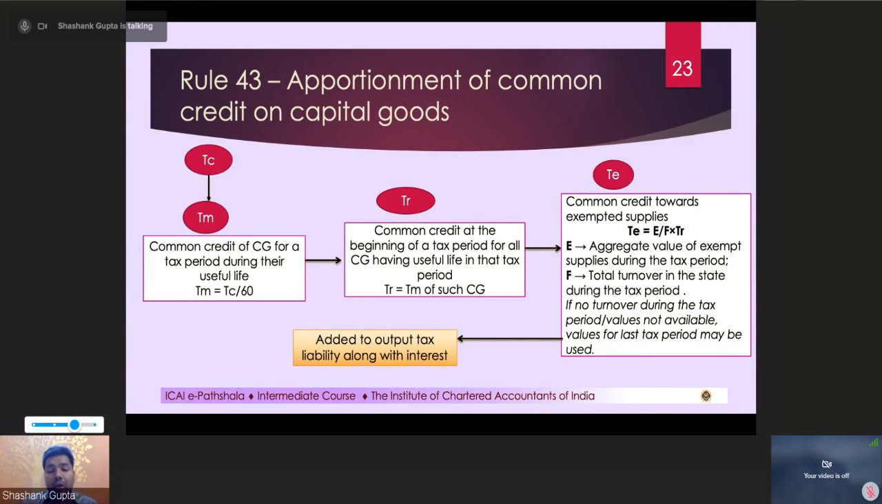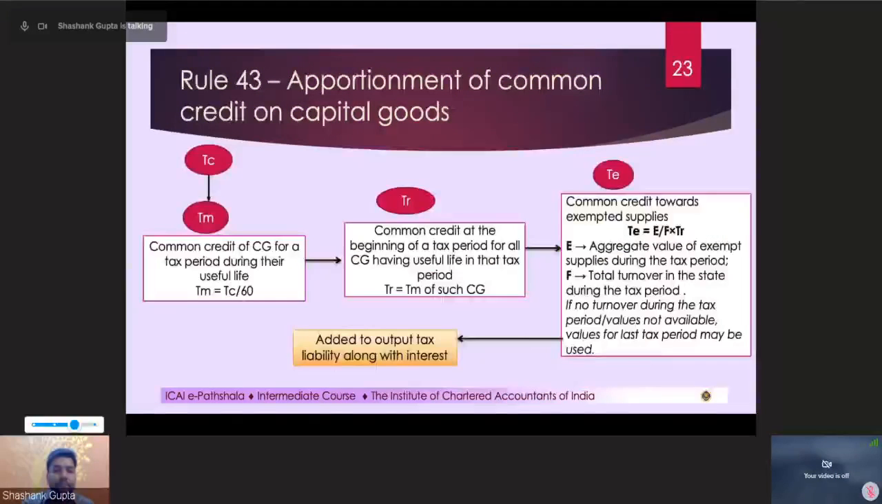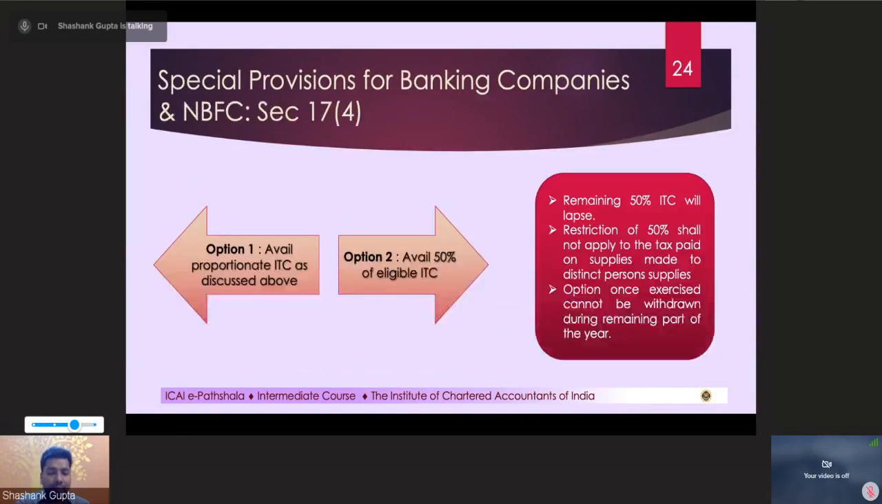So basically, the law says that first identify what is exclusively non-taxable or non-business or exempt, then what is exclusively taxable, then what is common. From the common, bring it to monthly. From monthly, then multiply it in the proportion of exempt by total turnover, and that is the value which needs to be written off in case of common usage of capital goods. So technically reading it looks difficult, but if you understand the essence, it is comparatively very similar.